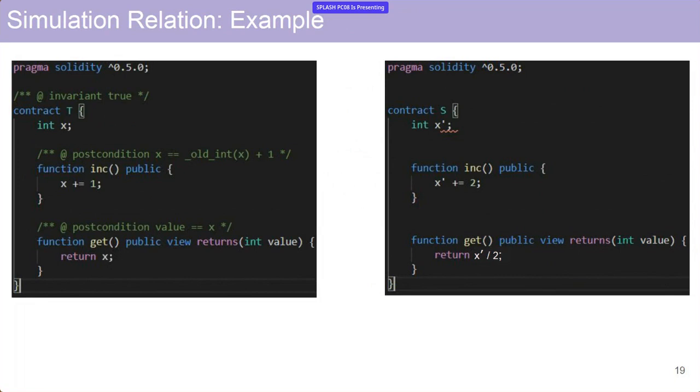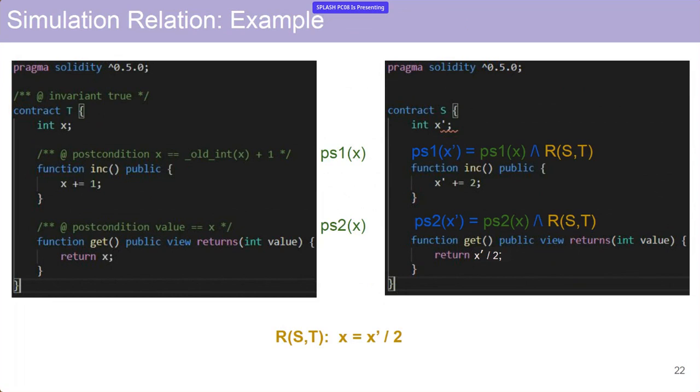And we can see that the source contract has a simulation relation where we can say that x equals x prime divided by 2. So if we assume that those two post conditions are the specialized specification of the target contract, the post condition of the source contract will be the conjunction of the post condition of the source contract with the simulation relation.